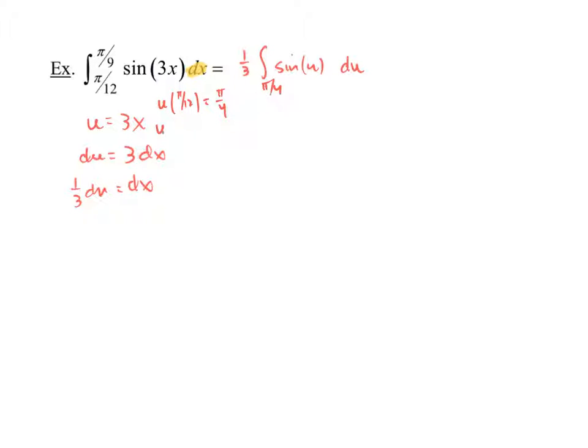And then my new upper bound, I'm going to take the original upper bound, pi over 9, and substitute that into my formula for u. And 3 times pi over 9 is going to be pi over 3. So that will be my new upper bound.